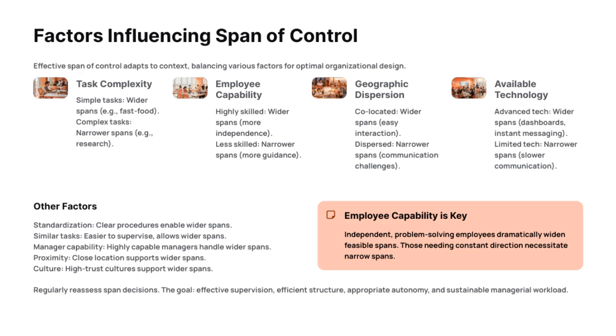The skills and complexity of the tasks also influence span. Highly skilled employees working on simple tasks, say in fast food or retail, can often be managed with wider spans. Conversely, less skilled workers or those handling complex tasks, like research or specialized projects, require narrower spans for proper supervision. Ultimately, the effective span of control isn't fixed. It should adapt to the context, balancing these various factors to create an organizational structure that works best for the specific situation. That's how we ensure our organization remains both efficient and effective.